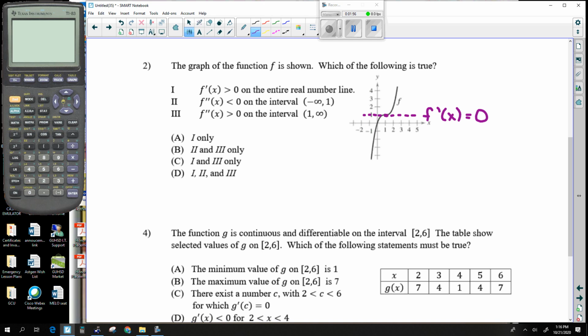F double prime is negative from negative 1 to 0. That means concave down. So this is saying this is concave down on the entire interval from negative infinity to 1. And yeah, that is concave down right there. That's fine. F double prime is positive, aka the picture is concave up from 1 to infinity. Yep, it is concave up. So I see that 2 and 3 are at least true.